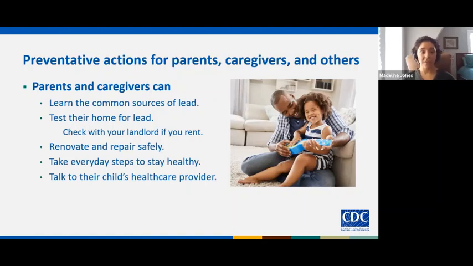On this slide are some steps parents, caregivers, and others can take to protect their family from the effects of lead exposure. So these include learning about the common sources of lead so they can be aware of any possible lead hazards in their child's environment. Testing their home for lead, lead-based paint, and lead-contaminated water, especially if it was built before 1978. And those who rent should ask their landlord to have these tests done. This also includes being safe when conducting home renovations and repairs.